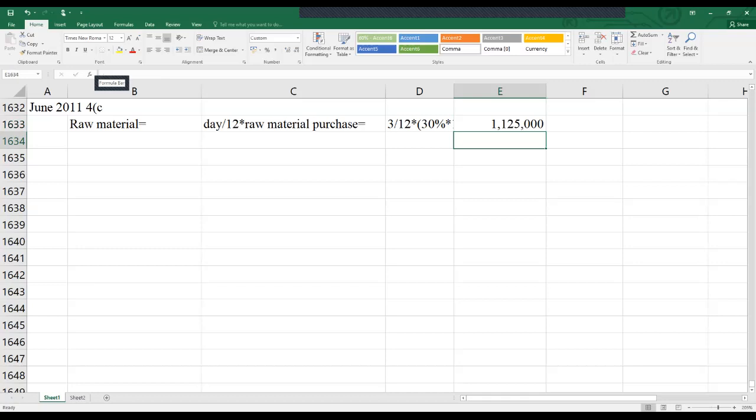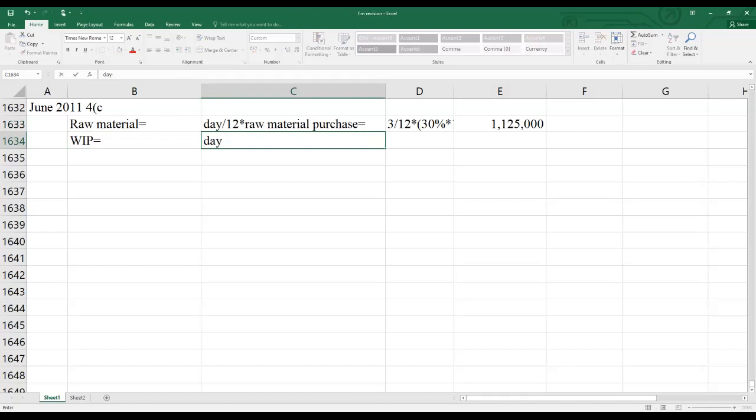Then the same process for work in progress. So the company work in progress investment will be days for work in progress. We divide by, in note 2, the days are given in months. Therefore, we divide by 12. We multiply by the cost of production.